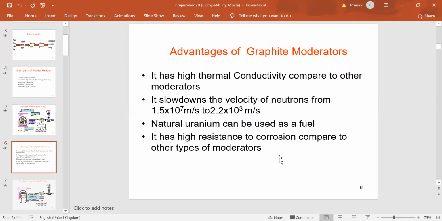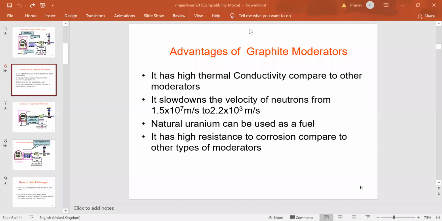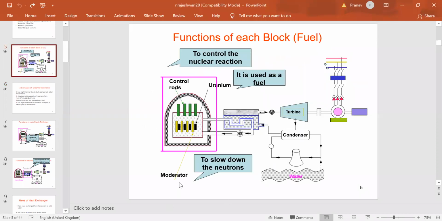And coming to the advantages of graphite moderators. Here we are using these moderators for slowing down of the neutrons.